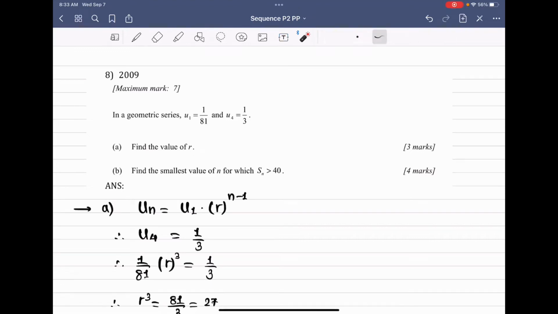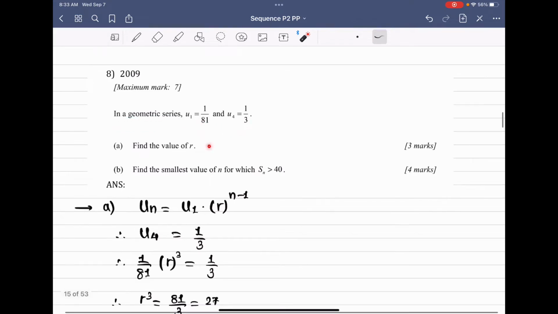Year 2009, maximum mark 7. In a geometric series, u1 is given as 1 over 81, u4, that is fourth term, is given as 1 over 3. Find the value of r. These are not consecutive terms. There is a gap of 3 terms in between them.